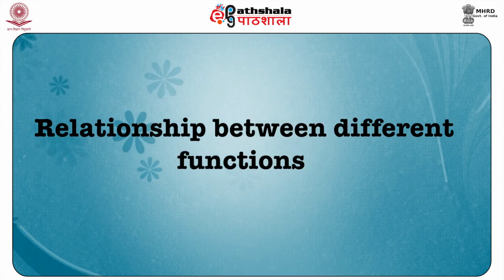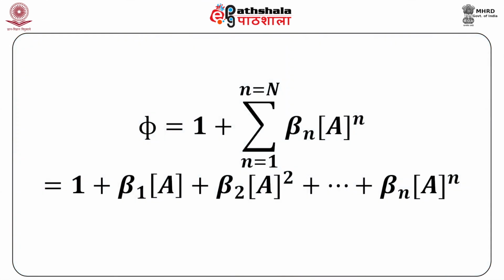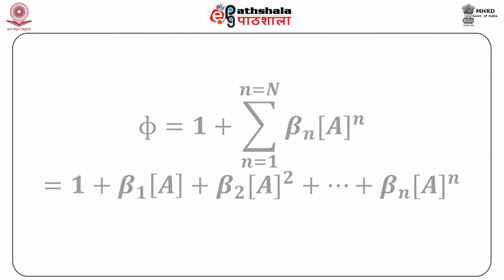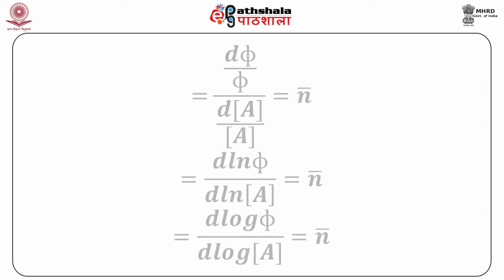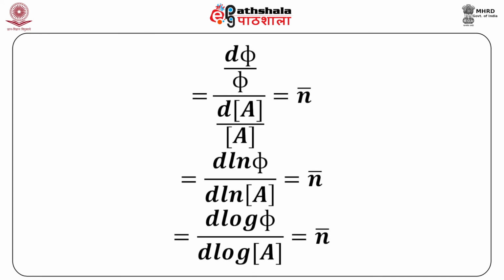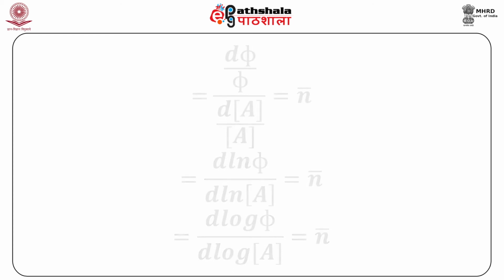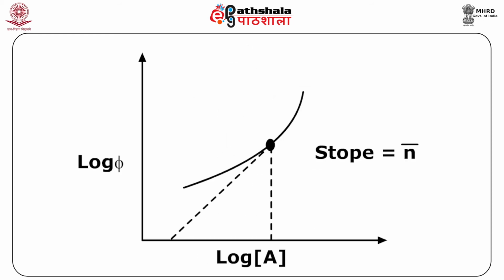Relationship between different functions. As we know, the degree of overall complexation phi is equal to 1 plus the summation of beta n into the concentration of A raised to the power of n. On differentiating this with respect to A, we get d log phi divided by d log concentration of A is equal to n bar. If we plot log phi versus log A, the slope of the curve gives the value of n bar.